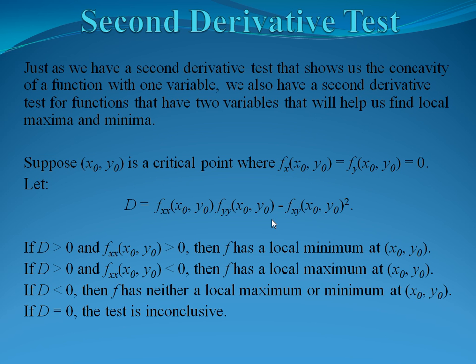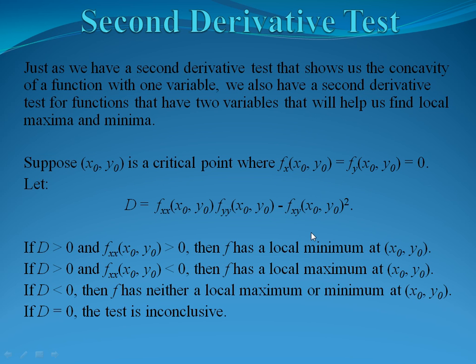Suppose that (x sub 0, y sub 0) is a critical point, so we've solved for some critical point, and we know that the first partial with respect to x and the first partial with respect to y equal 0. That's how we found it. So now we're going to define this term D. D is going to be the second partial derivative with respect to x at our critical point times the second partial derivative with respect to y at our critical point minus the mixed partial second derivative squared. So we're going to have to calculate these second derivatives when we try to classify this, and then we'll be plugging our critical point into it.